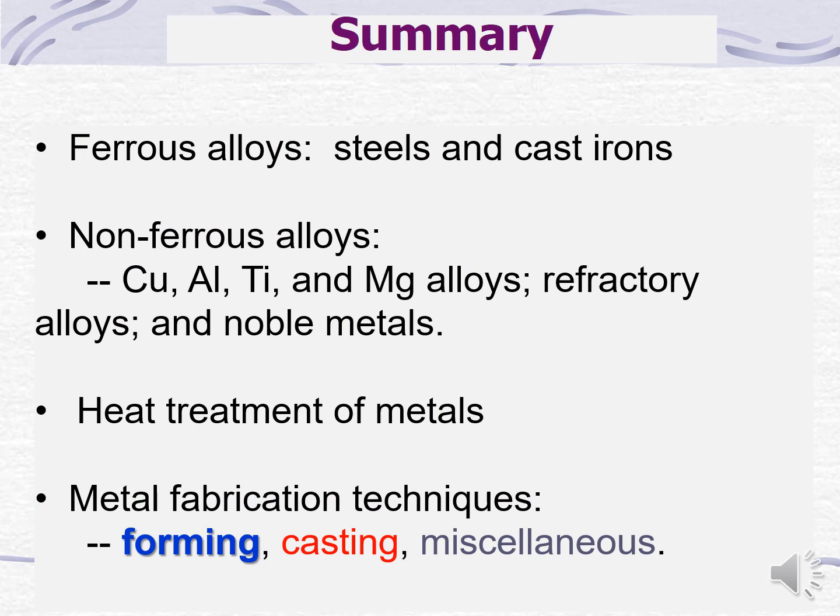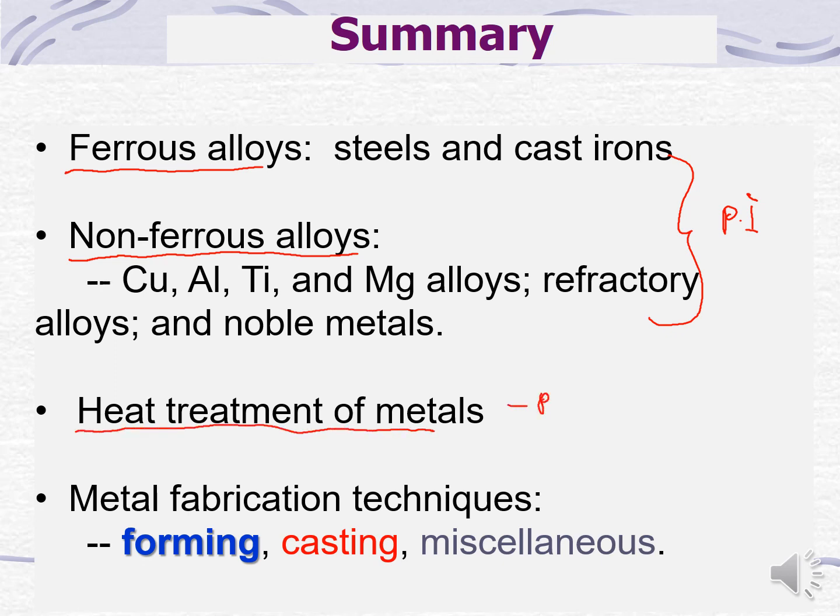Now we have come to the end of this chapter. From this chapter 8, you have learned about the ferrous alloys, the types of the ferrous alloys, and also the types of the non-ferrous alloys in part 1 of this lecture. And then you also learned about the heat treatment process of steel in part 2 and the fabrication techniques in part 3.